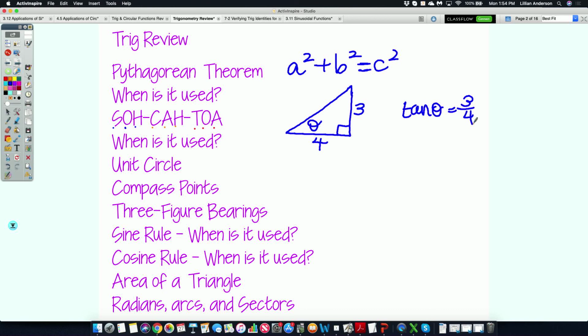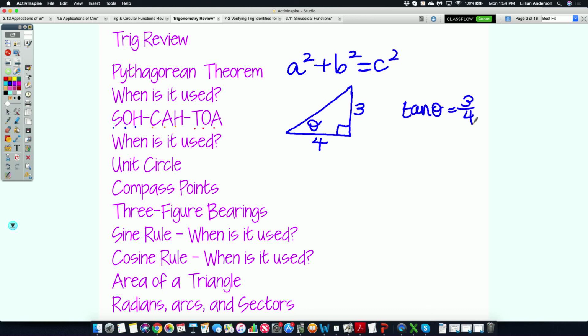You always do inverse when you are looking for an angle, and if you were actually given the angle and you're looking for a side length, then it's just the regular sine, cosine, and tangent. When you are doing SOHCAHTOA, you want to be in degree mode. Make sure that you're in degree mode.